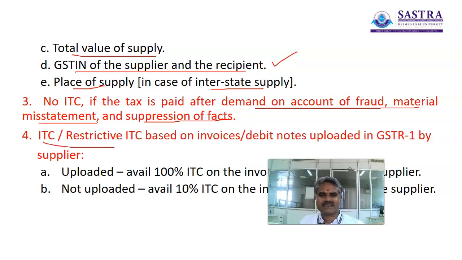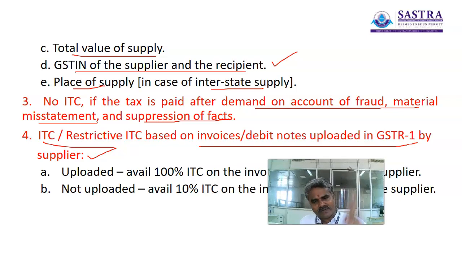Then ITC is restricted based on the invoice or debit note uploaded as per GST return 1 by the supplier. See, you have to file the return, and they also will file the return. All the persons supplying goods to you have to upload. Suppose they fail to upload, then your ITC is affected, so based on that you will be punished.